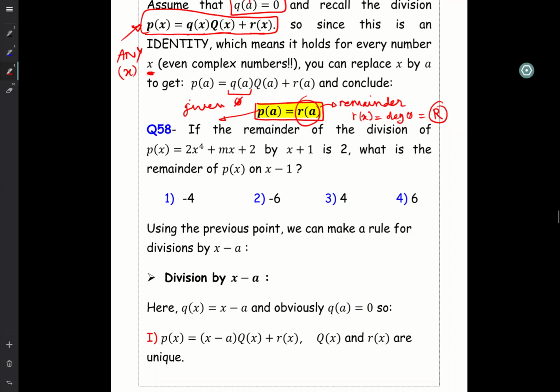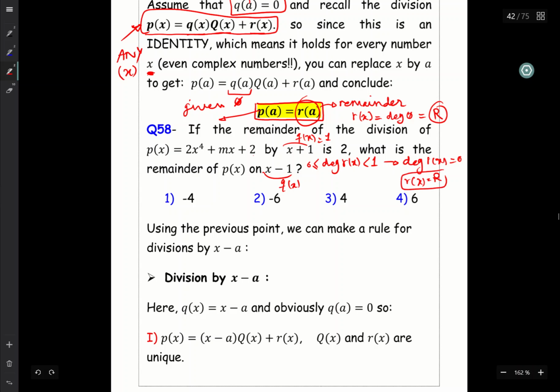Alright, question 58. If the remainder of the division of p(x) = 2x^4 + mx + 2 by x + 1 is 2, what is the remainder of p(x) on x - 1? This is exactly what I talked about. When q(x) has degree 1, the remainder should have a degree less than 1, and the degree is an integer greater than or equal to 0. Therefore, the only possibility is that the degree of r(x) is 0, which means the remainder should be a real number.